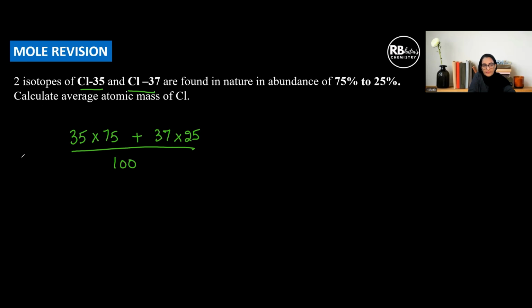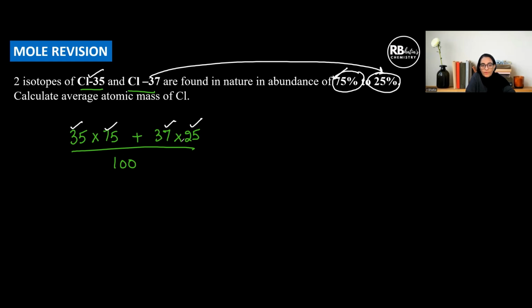Why have we done like this? Because chlorine 35 is present as 75%. So 35 into 75 plus 37 into 25, the abundance of this isotope, and divided by 100. What is 100? It is the sum total of these two percentages. When we solve this, we get the answer as 35.5. 35.5 is the average atomic mass of chlorine.